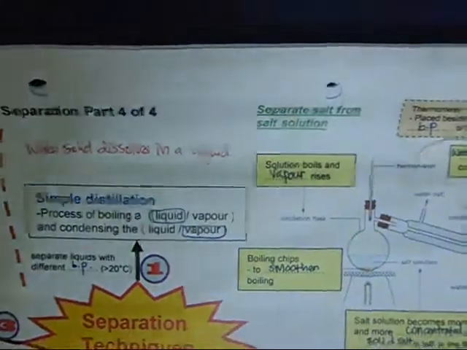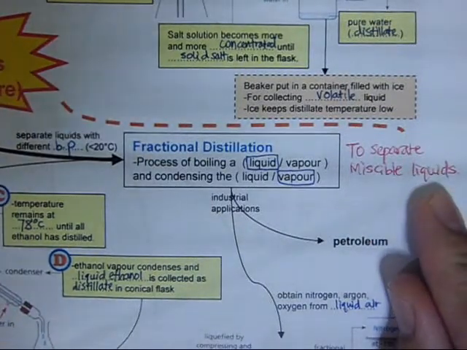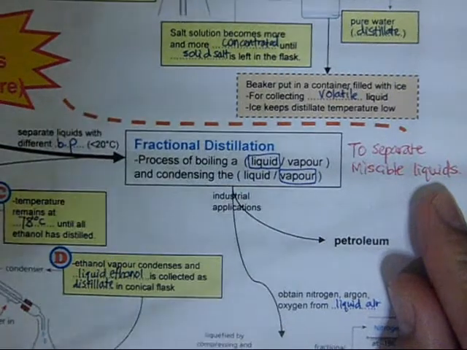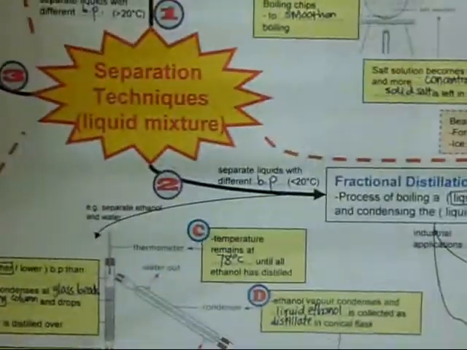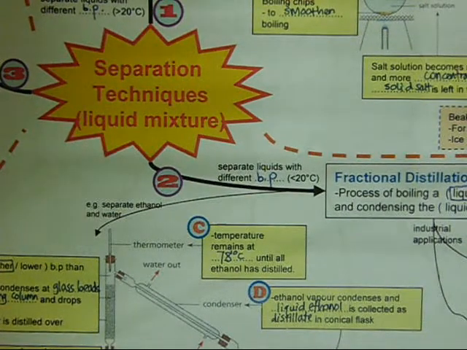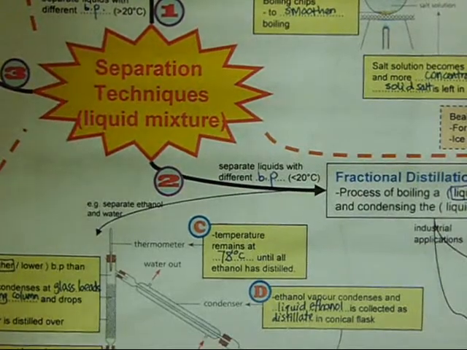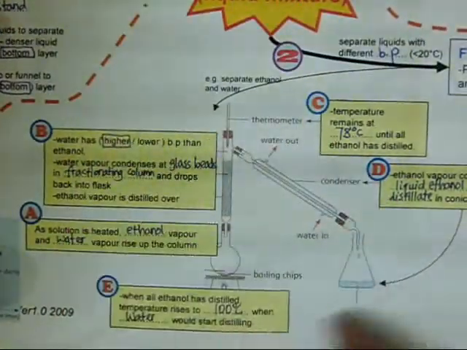You use simple distillation. Fractional distillation is to separate miscible liquids. If you have two or more liquids which can mix together, then in order to separate them you have to use fractional distillation, and it basically operates on the principle of different boiling points of the different liquids. So the different liquids must have different boiling points in order for them to be separated using fractional distillation. And this is how the different parts of the fractional distillation work. So you need to be very familiar with them.